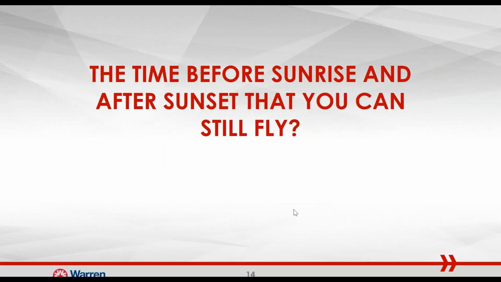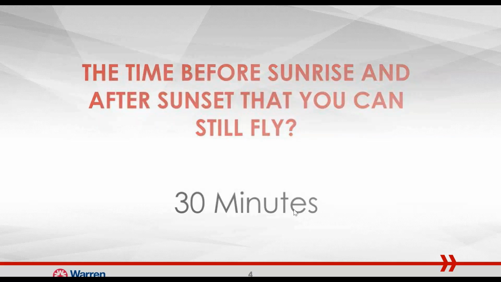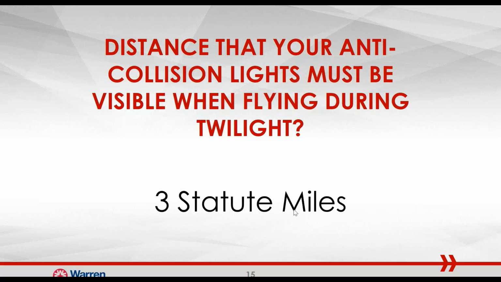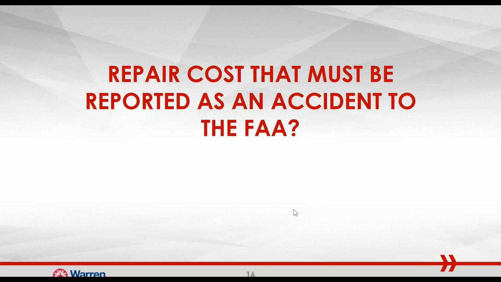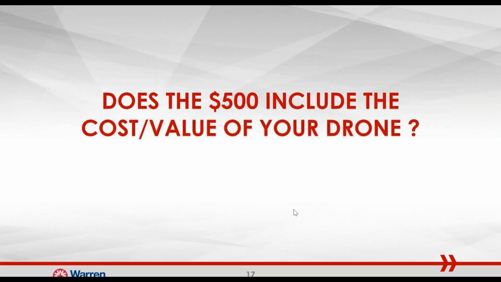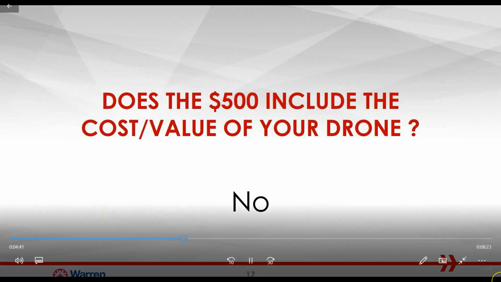The time before sunrise and sunset that you are allowed to fly legally under Part 107 is 30 minutes. The distance that your anti-collision lights must be visible when flying during twilight is 3 statute miles. You will see this number many times. 3 statute miles is a common number. Repair costs that must be reported as an accident to the FAA is $500, but not including the price of your drone. So, as you see, does it include your drone? No.